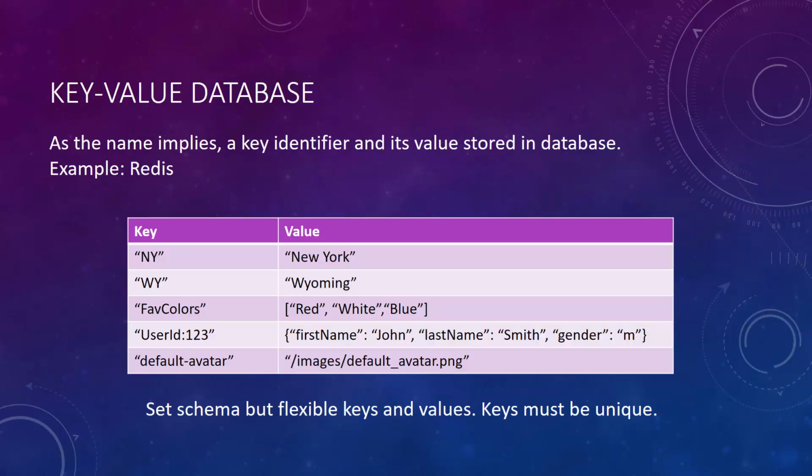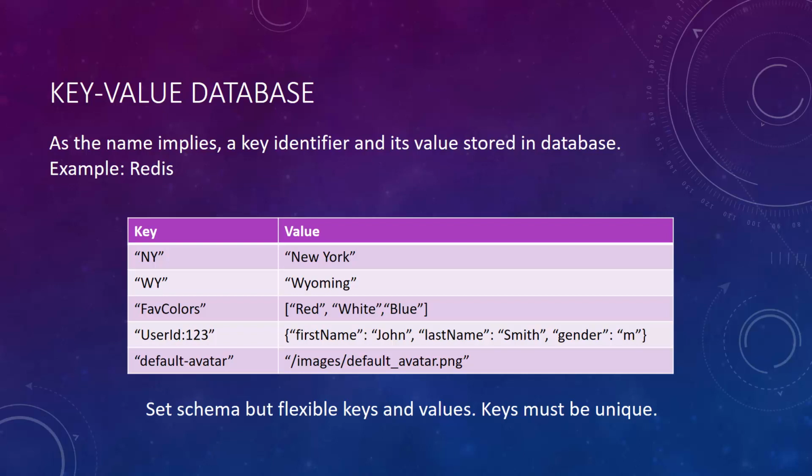Our next database type is a key value database. One of the more popular examples of this is the Redis database. It's used for caching purposes quite often because it's an in-memory database. But it's helpful to use that example to visualize what a key value database looks like. One thing that you may notice right away is that the schema seems to be set. There's the key and there's a value.